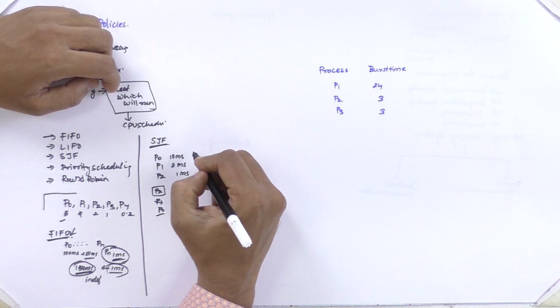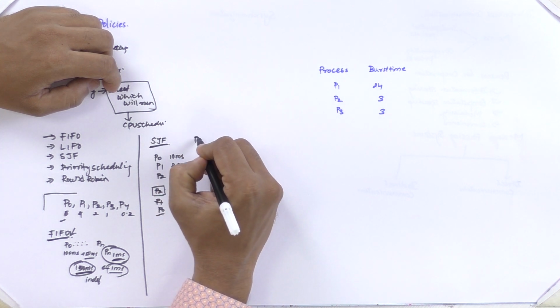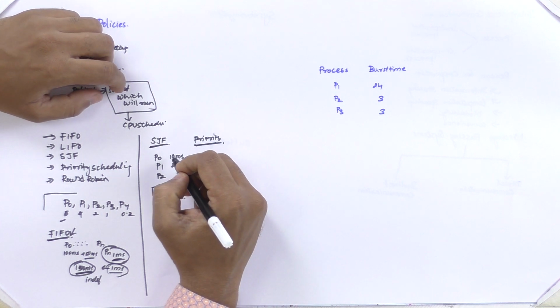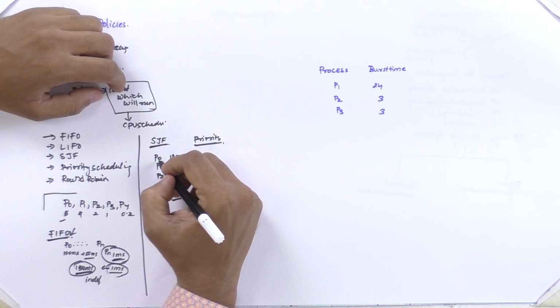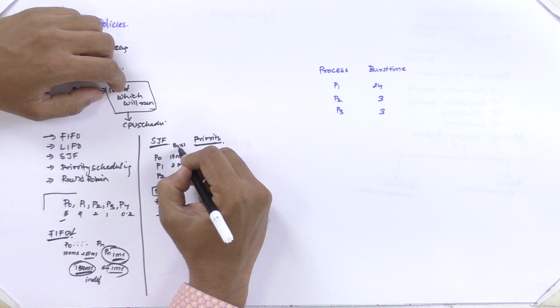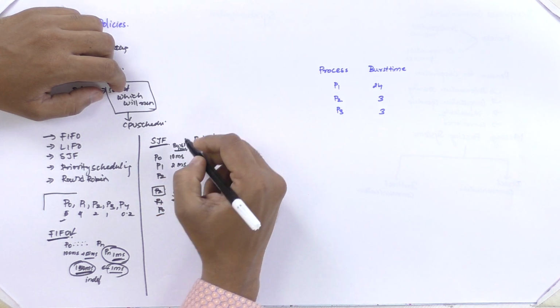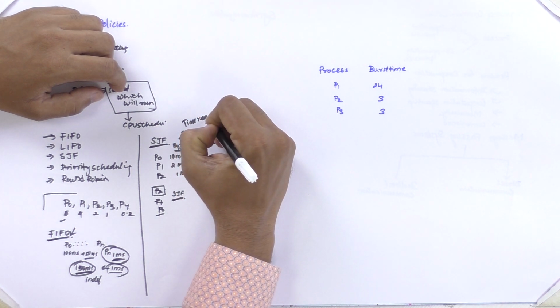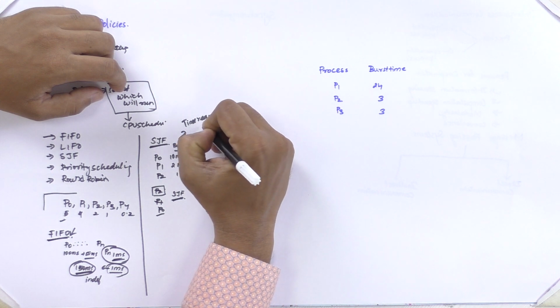Then the next one is priority scheduling. What is priority scheduling? Priority scheduling works like this. You have a process, you have time, and this time is called the burst time. Burst time is the time required to complete a process.